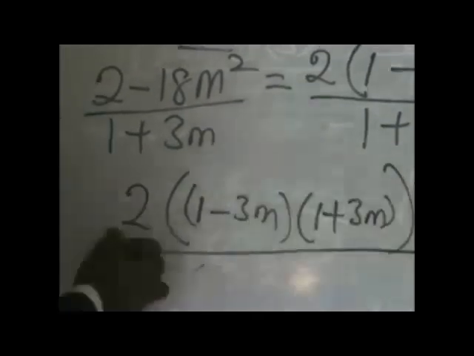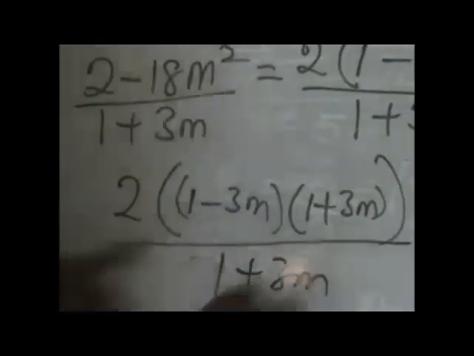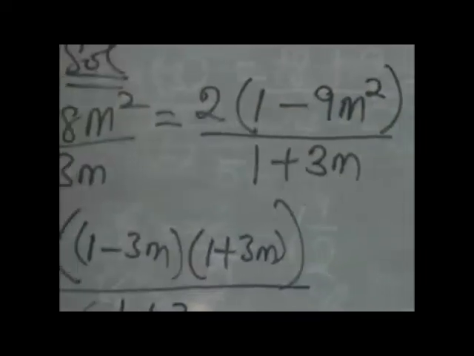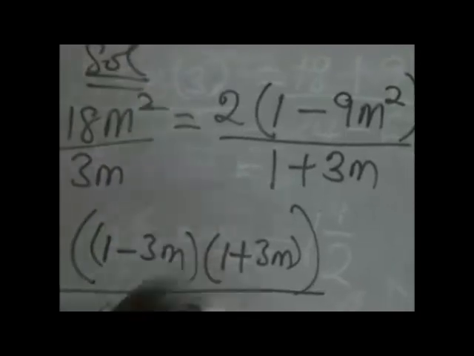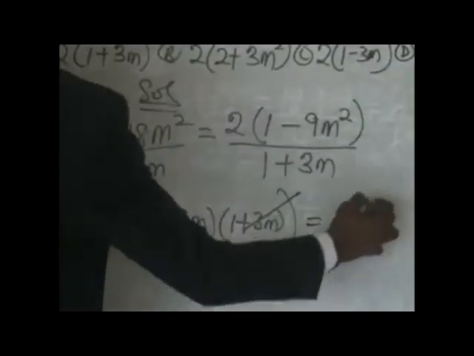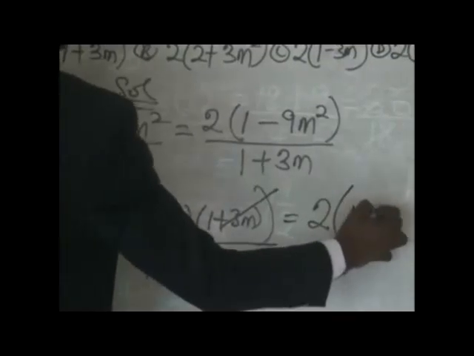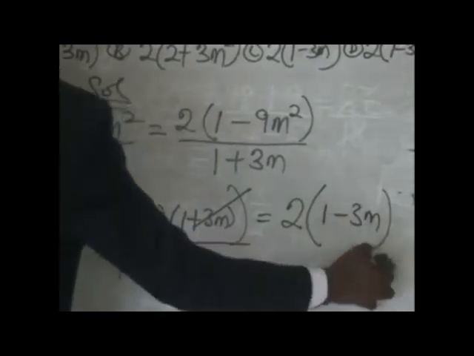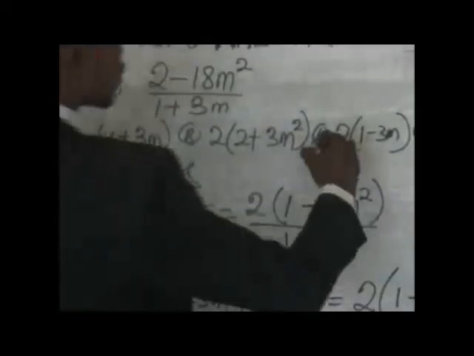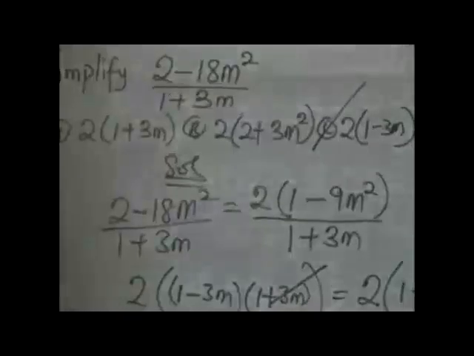Are you getting it now? If you expand this, you are going to have this as a result. So from here, you can simply cancel out. This can cancel out. So what is left is 2, open bracket, 1 minus 3m. So this becomes the simplification of this expression. So the correct answer is option C. Are you getting it? Alright.